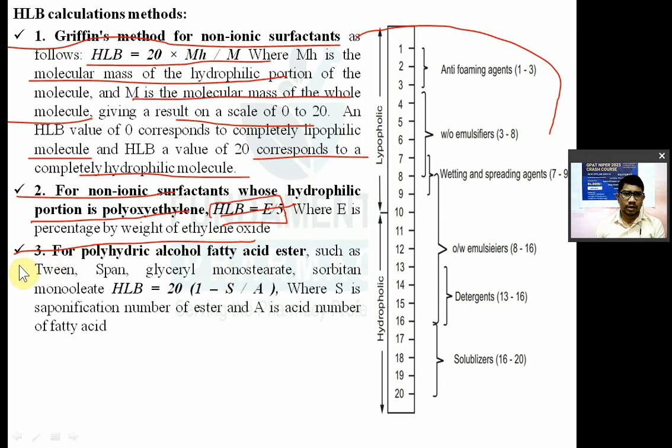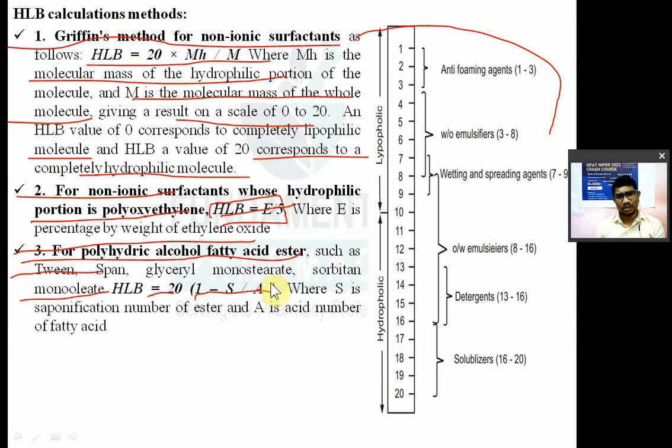Now the third is surfactants containing polyhydric alcohol fatty acid esters, such as Tweens, glyceryl monostearate, sorbitan monostearate. So how do we calculate their HLB? HLB for Tween, glyceryl monostearate, sorbitan monostearate, oleate, monolaurate can be calculated by this formula: 20 into 1 minus S divided by A.